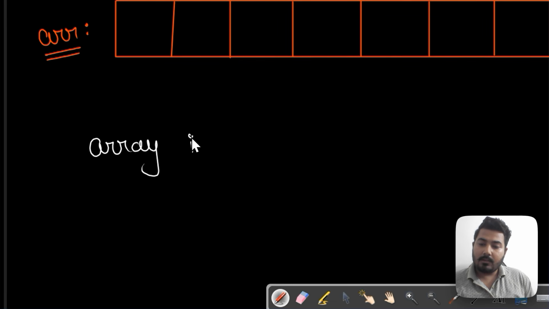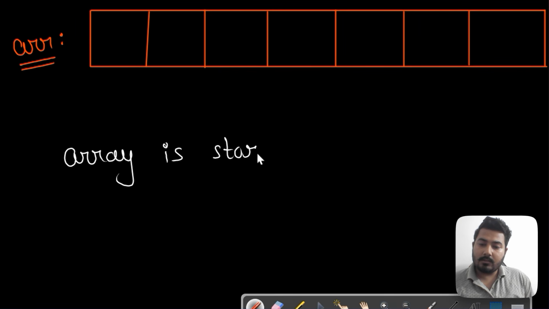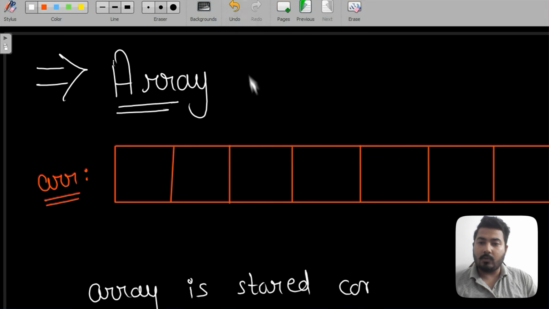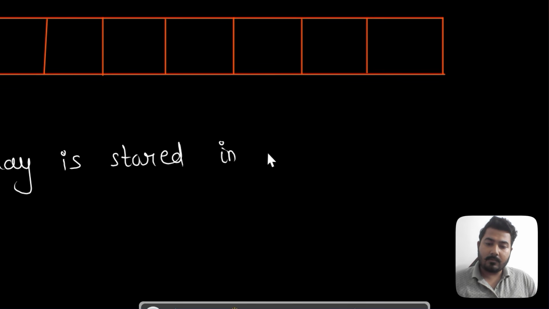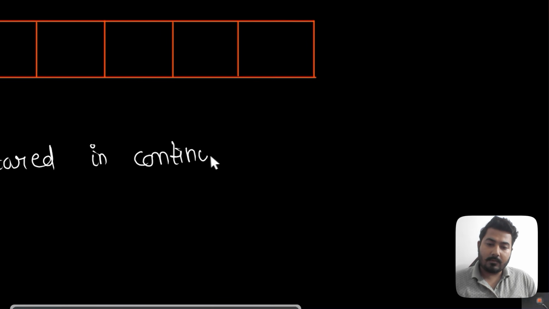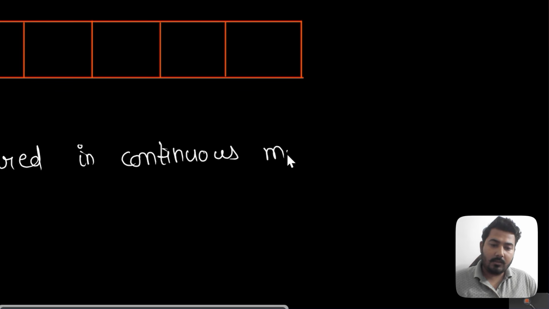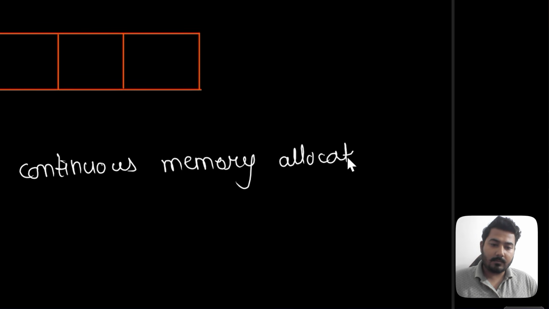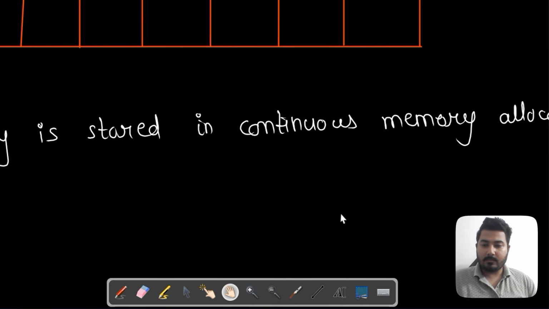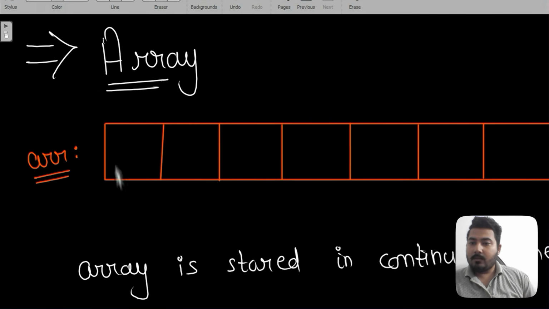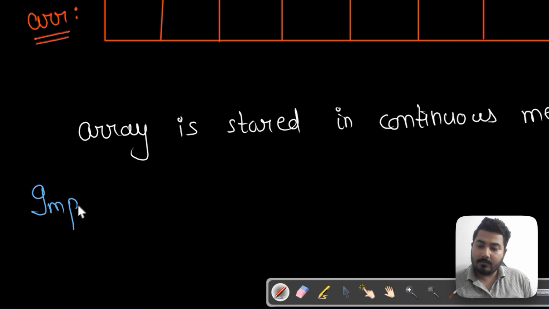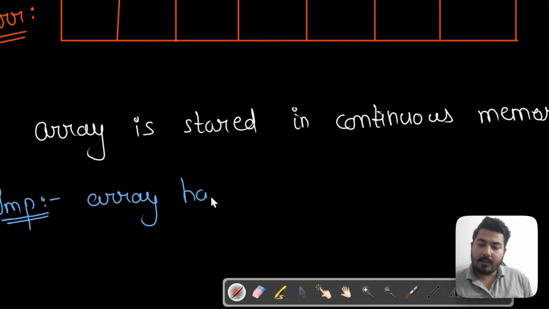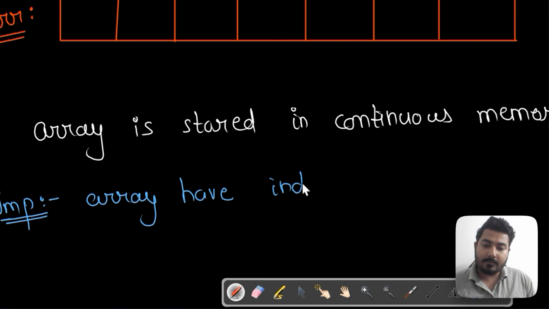Arrays are stored in continuous memory allocation. One other important point here would be: arrays always have indexing.